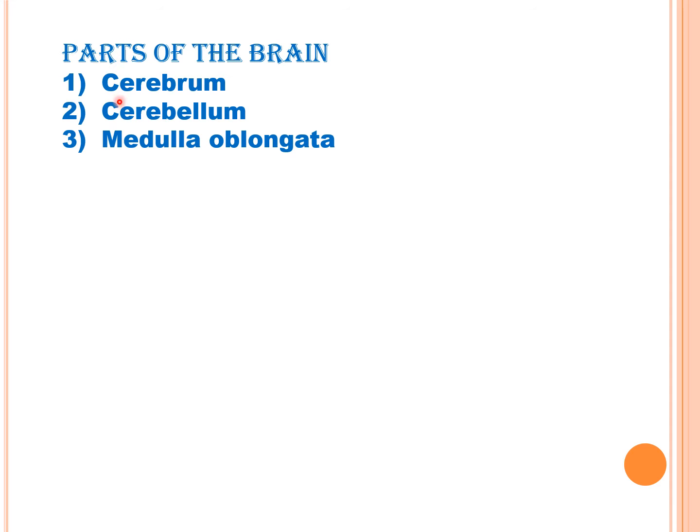The brain has three main parts, and these parts are visible externally. They are cerebrum, cerebellum, and medulla oblongata.